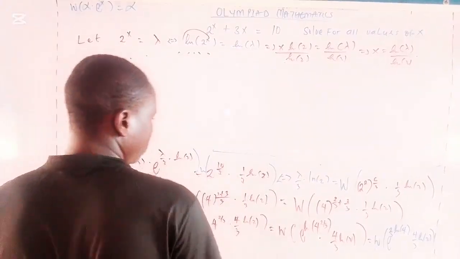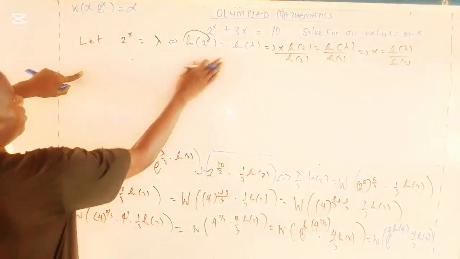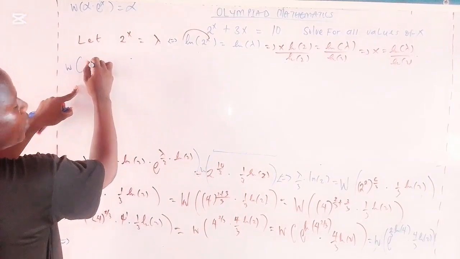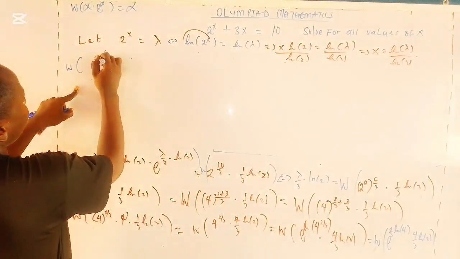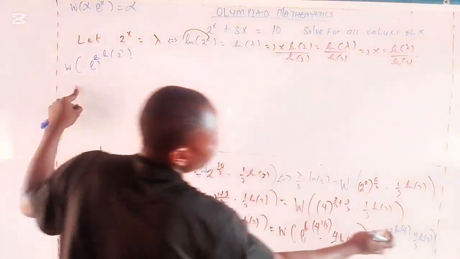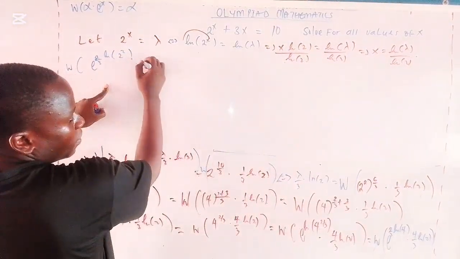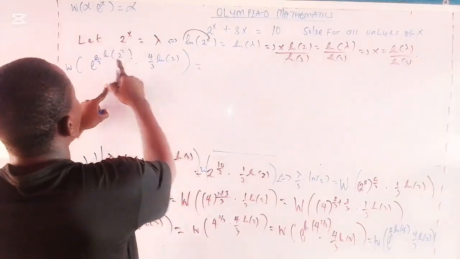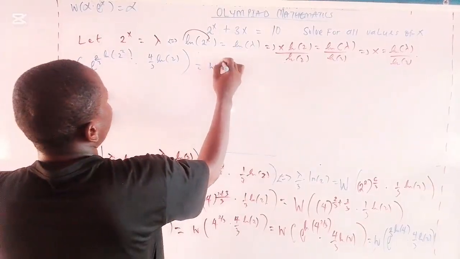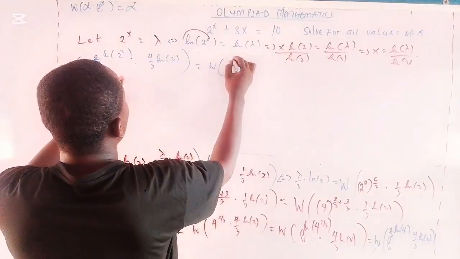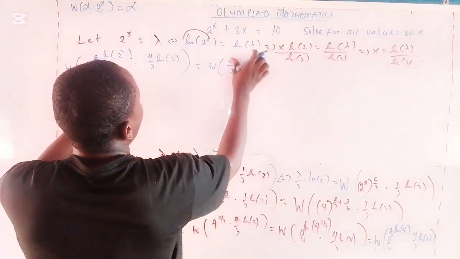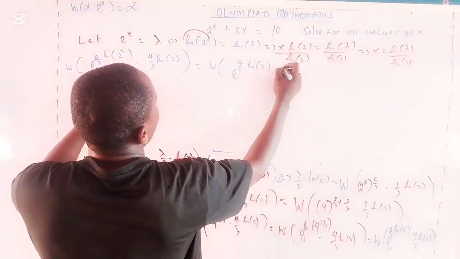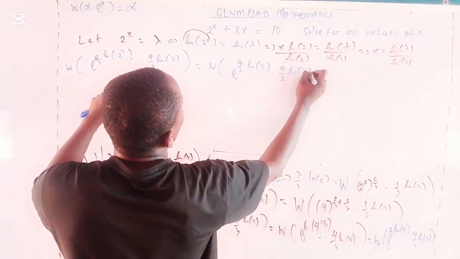Okay, now let's move on. So let's continue it here. So I'm going to have Lambert W function of e raised to the power of 2 over 3 natural log of 2 squared, because 4 will give us 2 squared. Then multiply by 4 over 3 multiply by natural log of 2. Alright, so we can now bring this to here. So we have Lambert W function of what? 2 times 2, which is 4, then over 3, exponential 4 over 3 multiplied by natural log of 2, then multiply by 4 over 3 multiplied by natural log of 2.